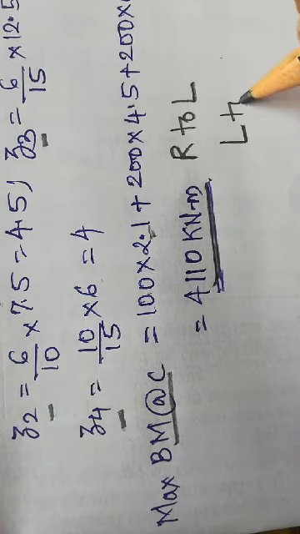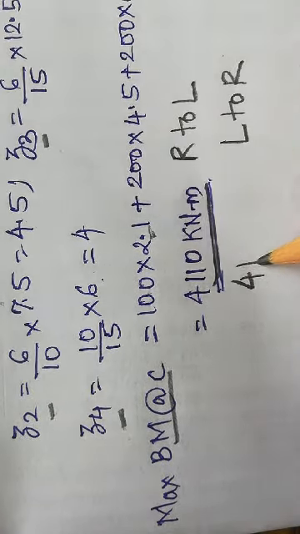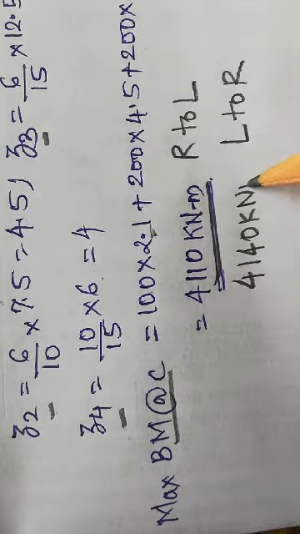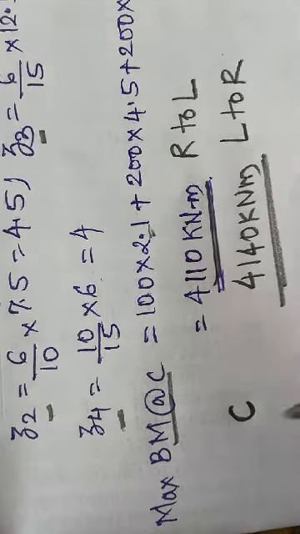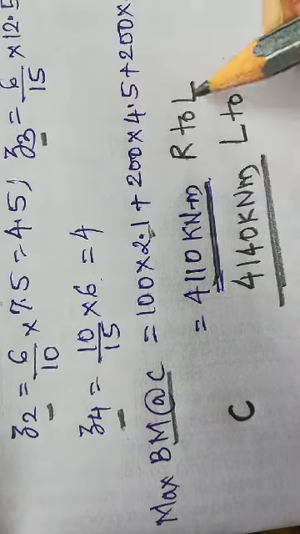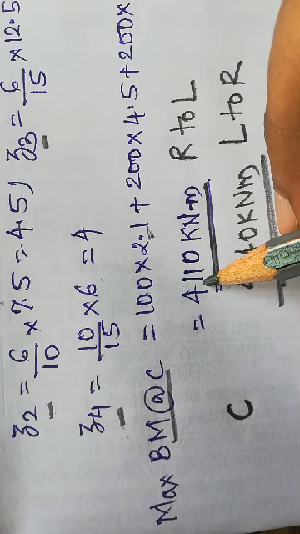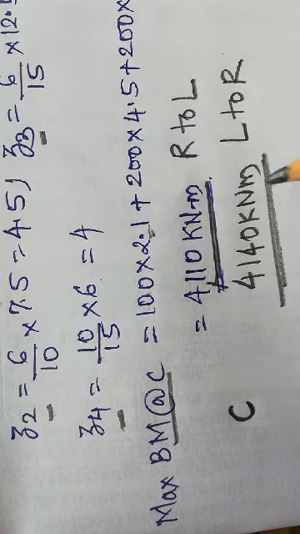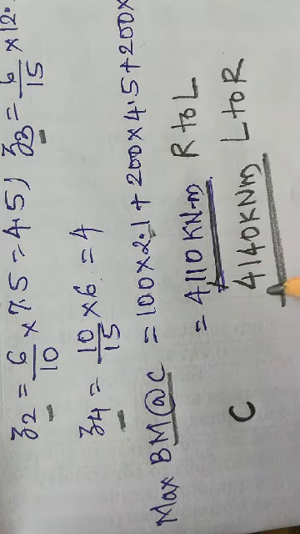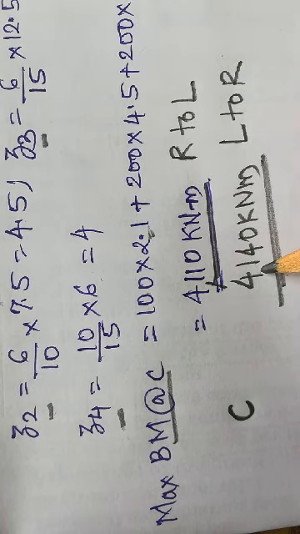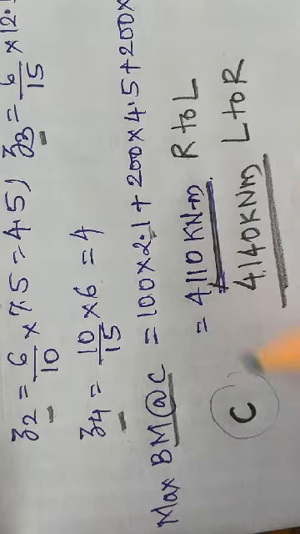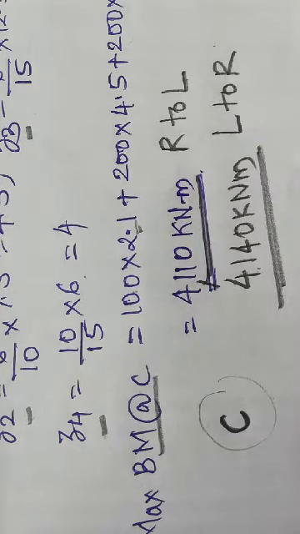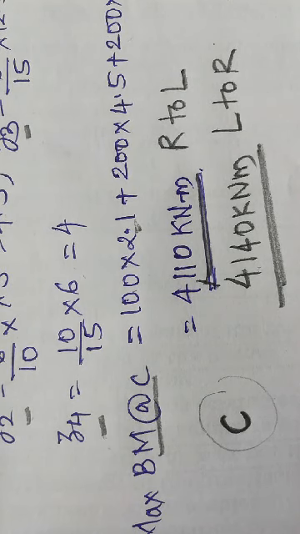When the load was moving from left to right, we had the bending moment as 4140 kilonewton meter. At the same point, at C point only, when the load is moving from right to left, it is 4110 kilonewton meter, and when the load is moving from left to right, it is 4140 kilonewton meter. Okay, at the same C point. So this is how we solve for maximum bending moment at a given point. Okay, thank you.